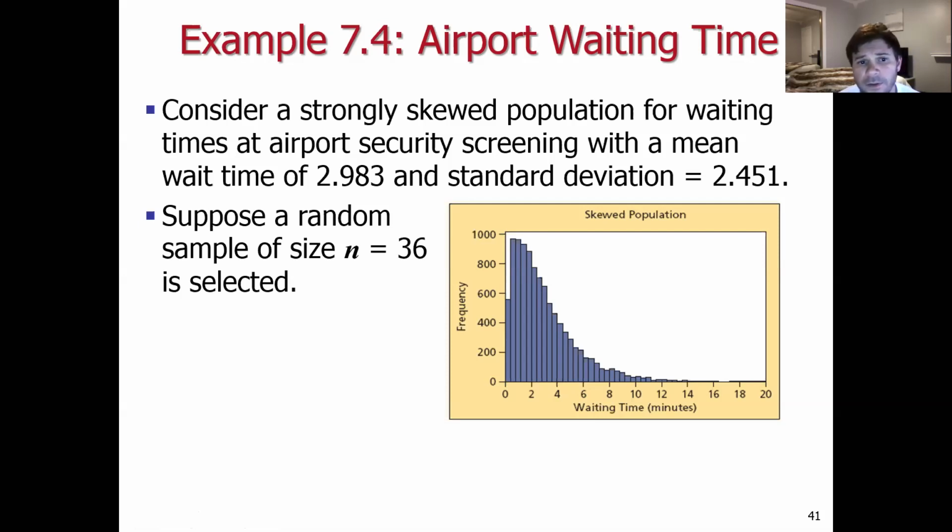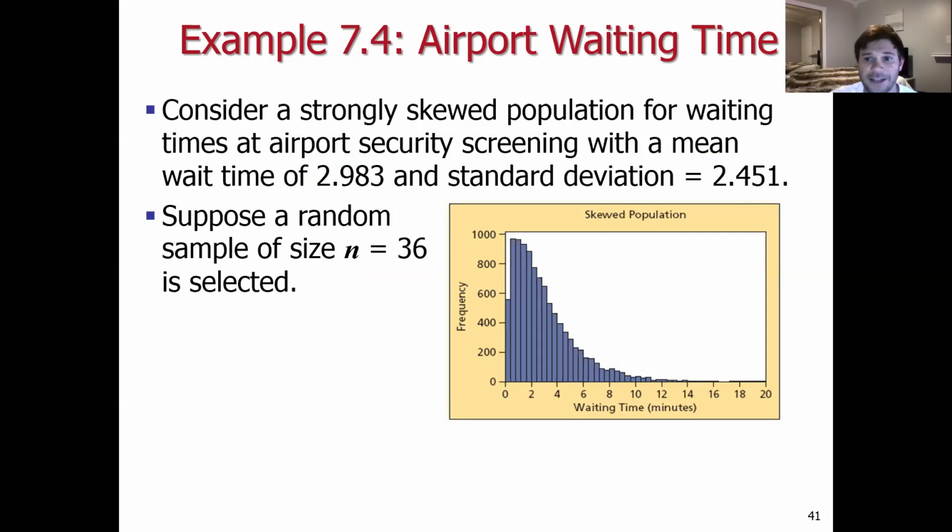And it's going to be okay for us to assume that this sample mean is centered at 2.983 minutes with a standard deviation of 2.451 minutes, because we have at least 30 observations here. We got 36, we beat that threshold. So even though we're dealing with a lot of skewness here, it does not look like a normal distribution, we're going to be able to exploit the central limit theorem, transforming this problem into a very familiar situation.